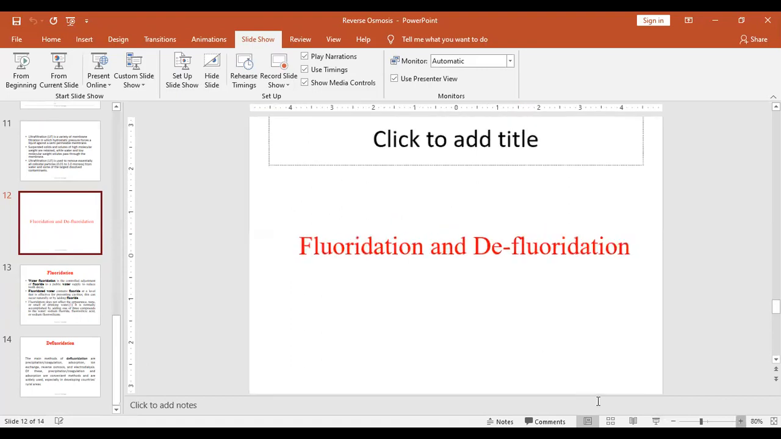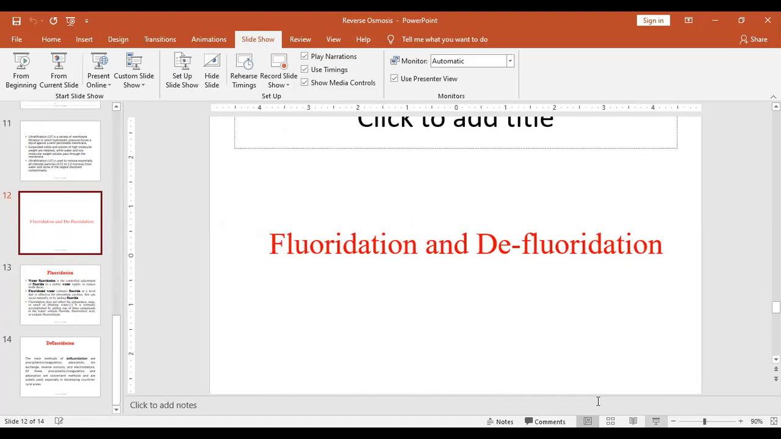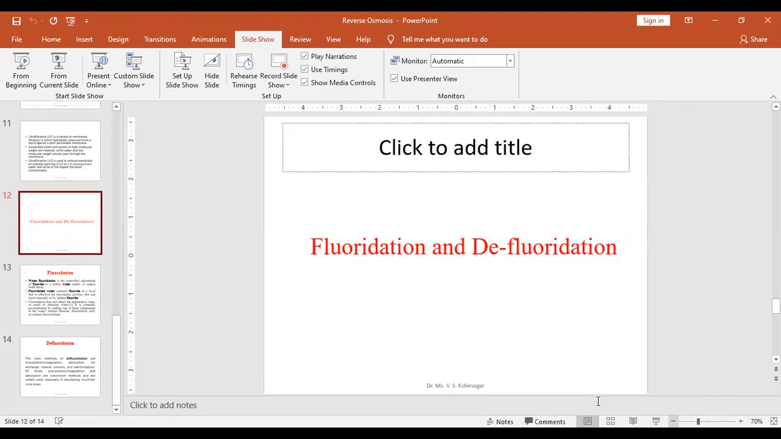Okay, now we are going to discuss the next point, fluoridation and defluoridation. This is the last point of this third chapter, and the remaining three chapters are very small. That's why I have invested a lot of time in this chapter, as this chapter is very important. This first section is important from the exam point of view as well as the GATE point of view. So I have invested a little more time as compared to the second section.